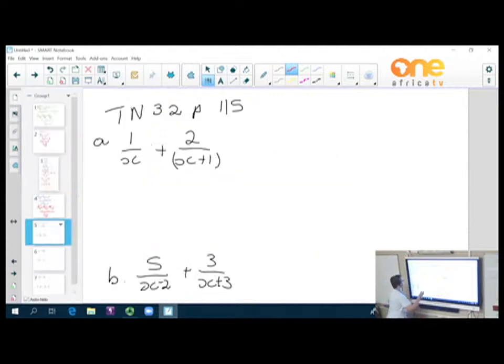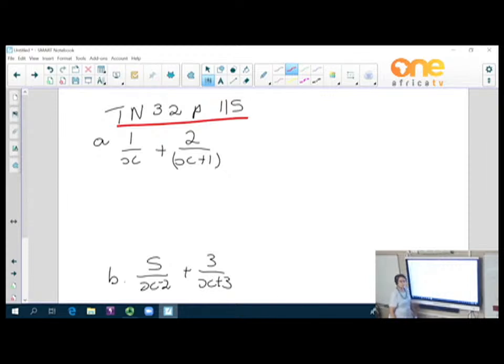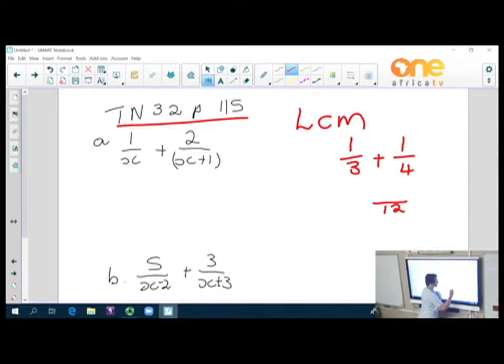Right, Try Now 32. So we're still looking at the same thing, adding and subtracting of fractions. My keyword is still the LCM. First do the exercise before you mark it. Now, what will the LCM be now? Remember, if we said a third plus a quarter, then I multiplied those two and my LCM was 12. And I'm going to do the same thing here. My LCM is now x times x plus 1.